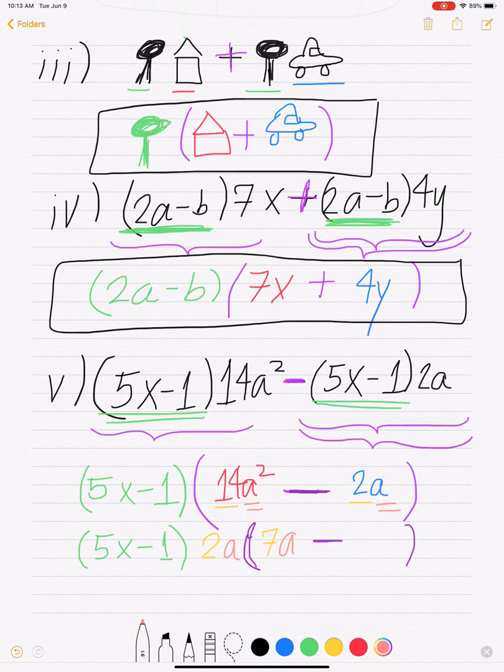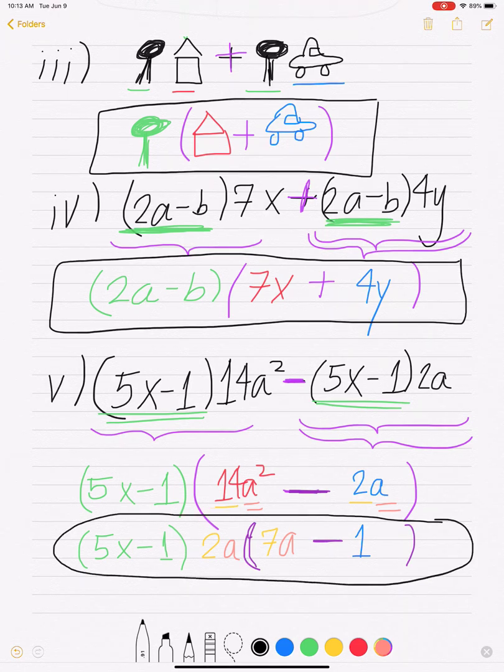All right, now what about after the minus sign? What times 2a gives me 2a? And the answer here, of course, is 1. Now here is our final factorization using the greatest common factor method of factorizing.